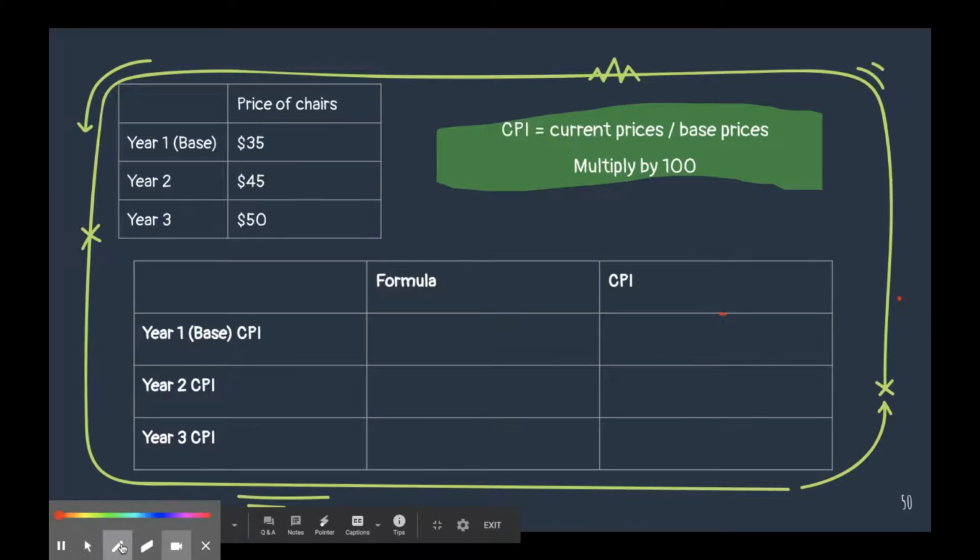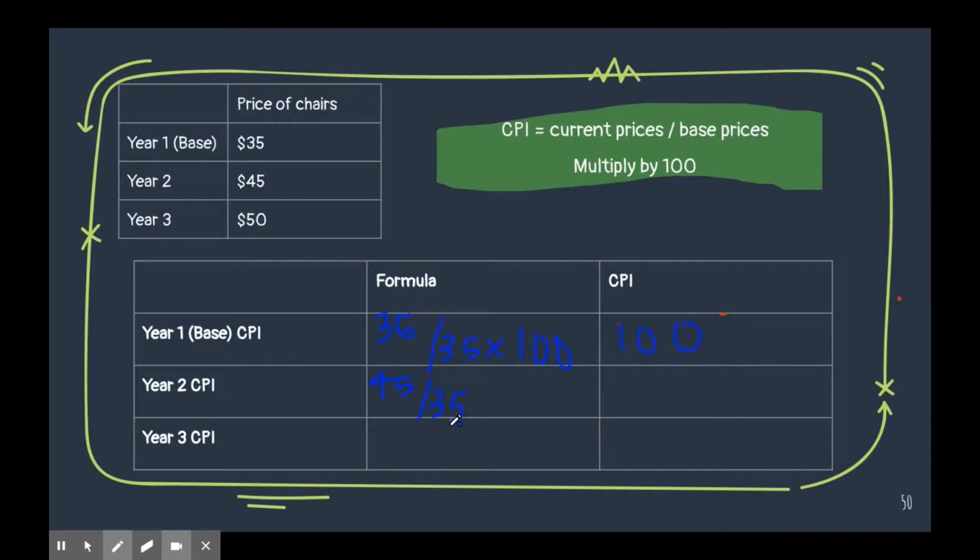Next one, we're going to do the same thing. Year 1 is our base again. So we have our current price of 35 divided by our base price of 35, which gives us 1, times 100 gives us 100. And we know that we want our CPI for our base to be 100, because that means our economy is healthy and it's not overly inflated. Now let's look at year 2. Our price jumps to 45. So now we have 45 divided by 35.